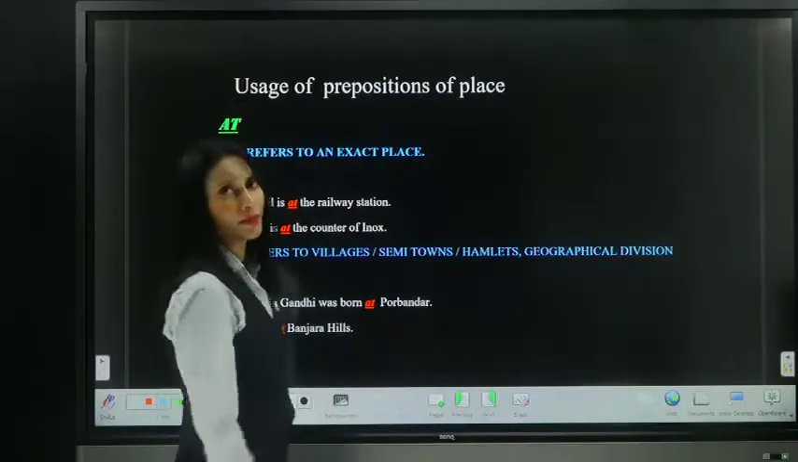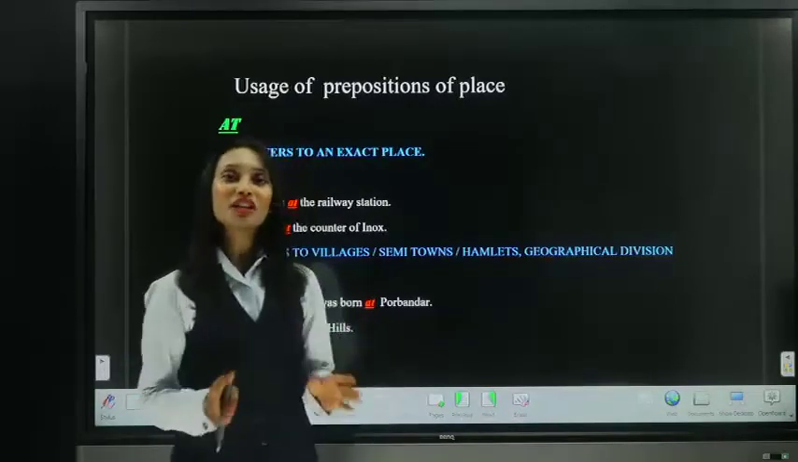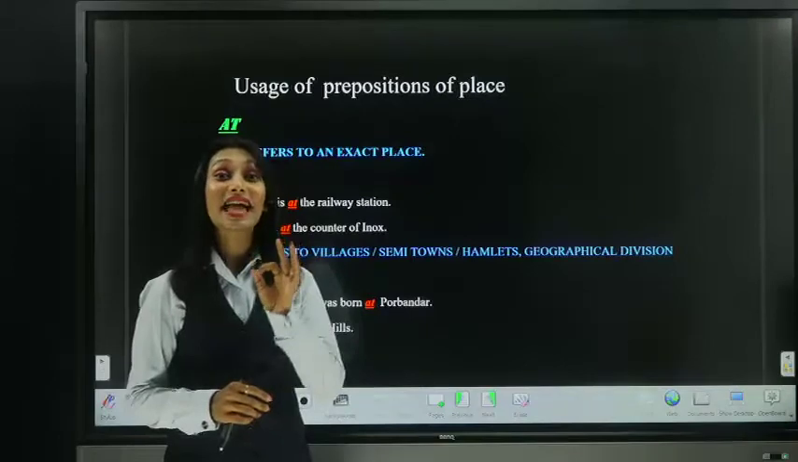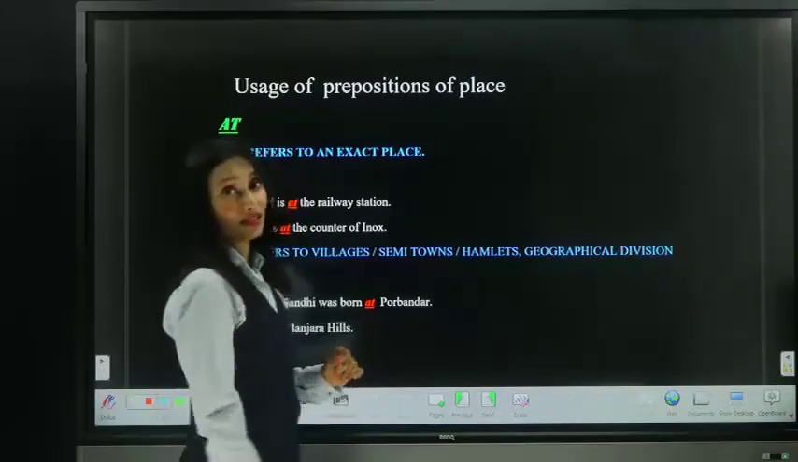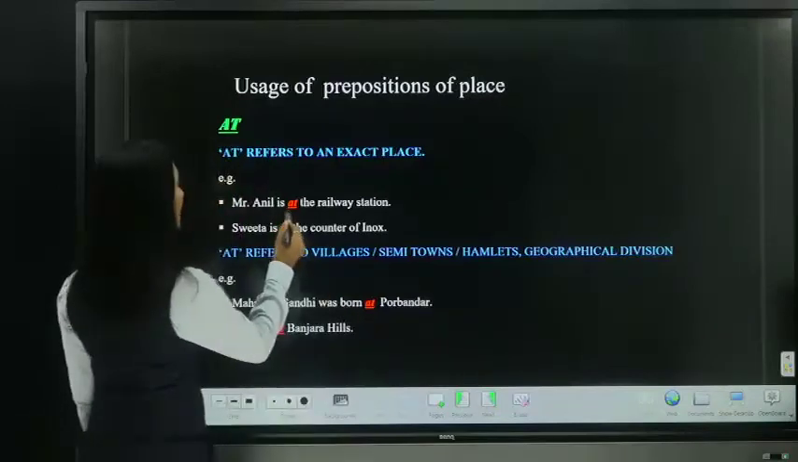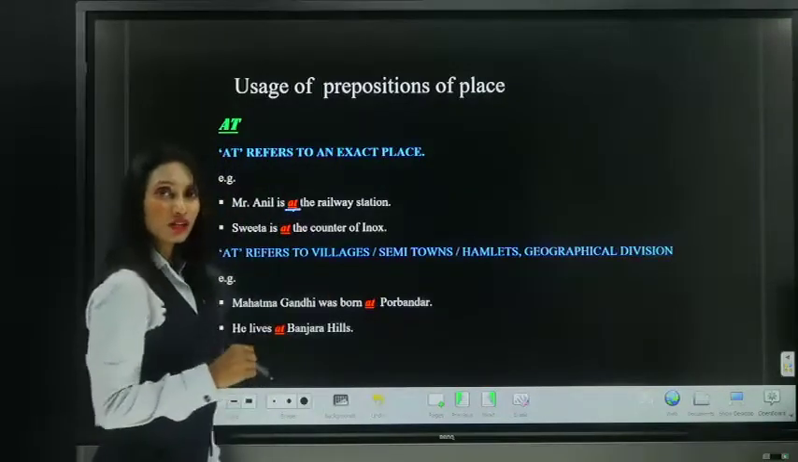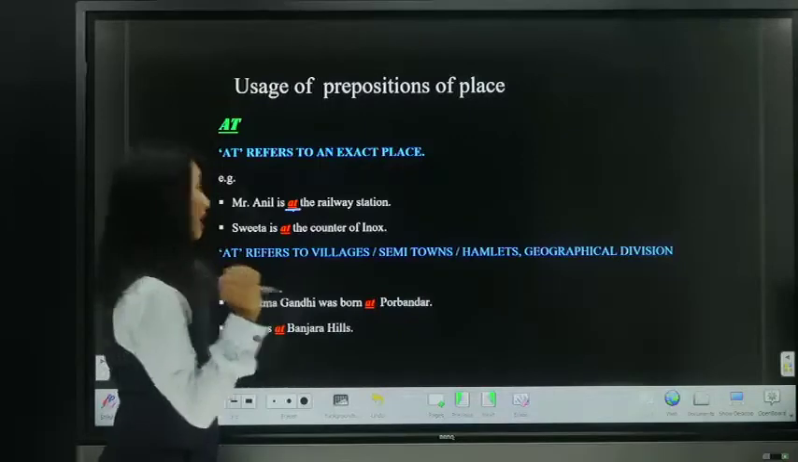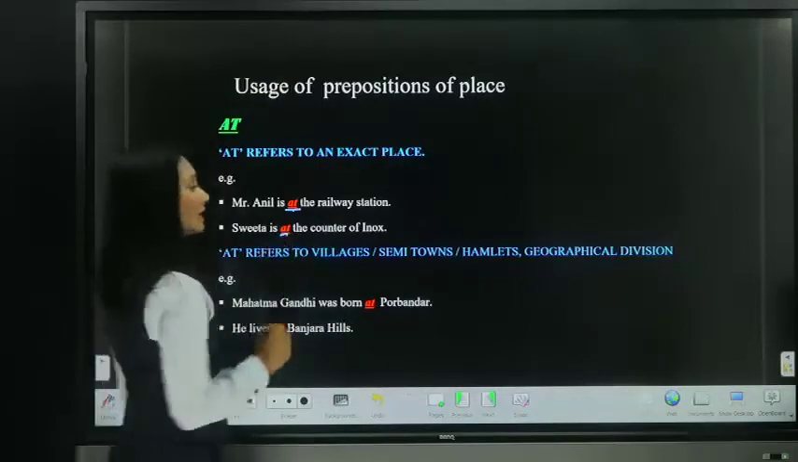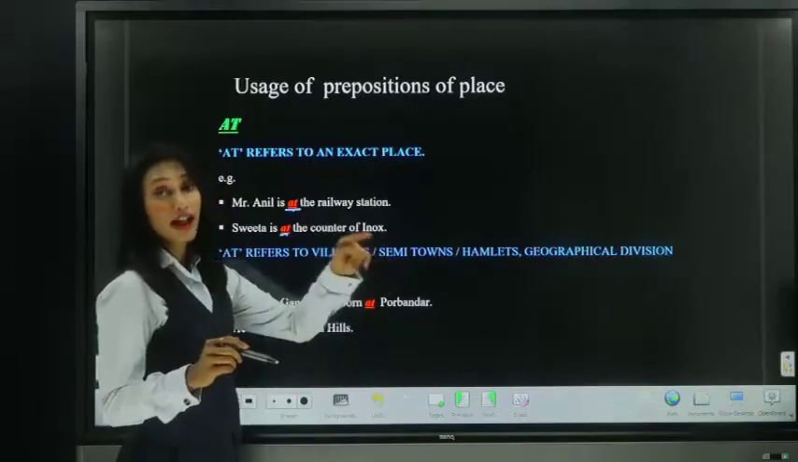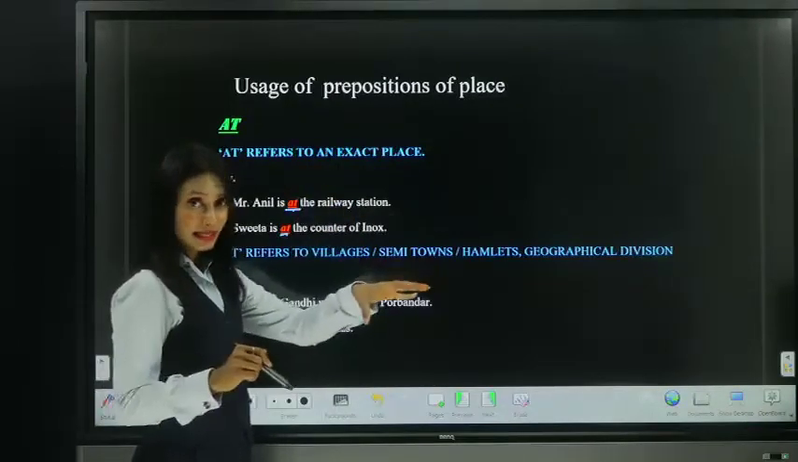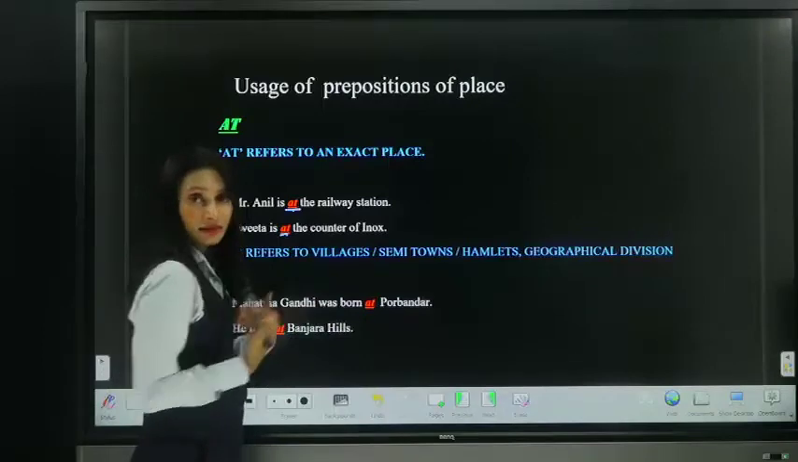When do we use the preposition at? The preposition at is used to indicate an exact place. For example, Mr. Anil is at the railway station. Exactly where? At the railway station. Shweta is at the counter of Inox. Where? At the counter of Inox. It indicates an exact place.